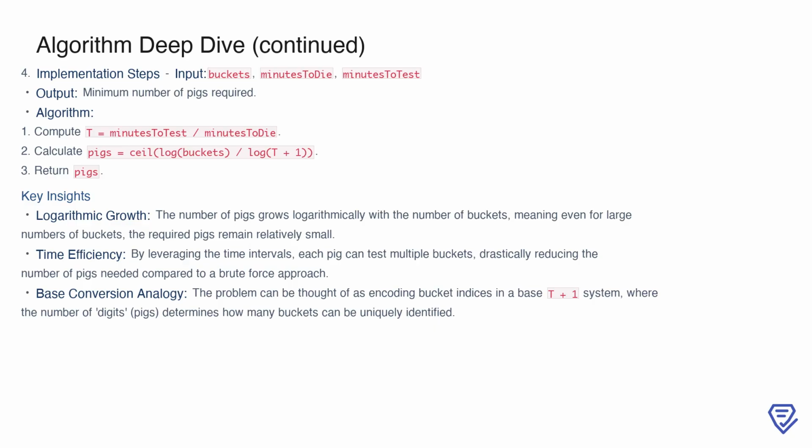There are some important insights to note here. The number of pigs required grows logarithmically with the number of buckets, which means the growth is relatively slow even as the number of buckets becomes very large. Additionally, by leveraging the time intervals, we can drastically reduce the number of pigs compared to a brute force approach. Conceptually, this is like encoding the bucket indices in a base t plus 1 system, where the number of digits, or pigs, determines how many buckets can be uniquely identified. This makes the algorithm both efficient and scalable.